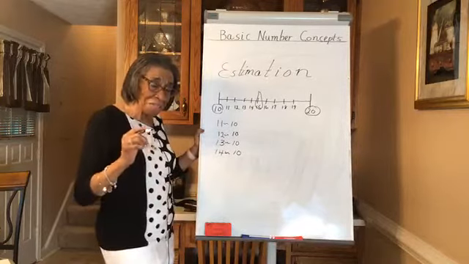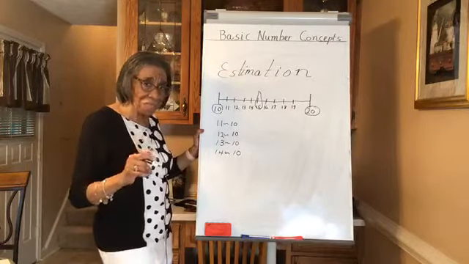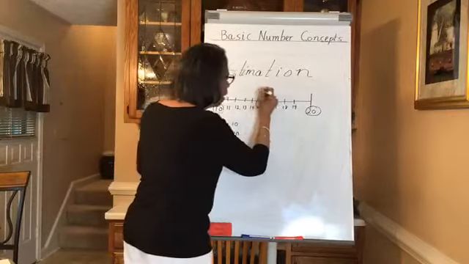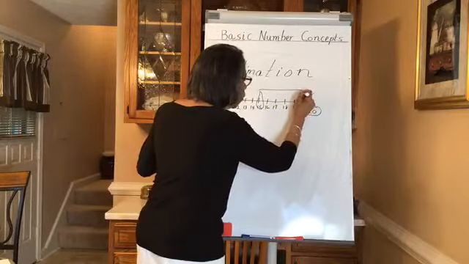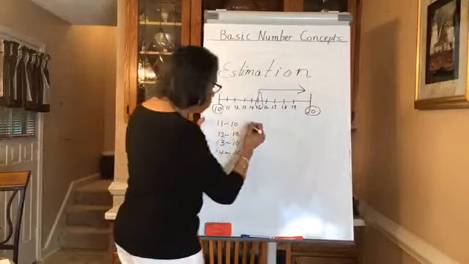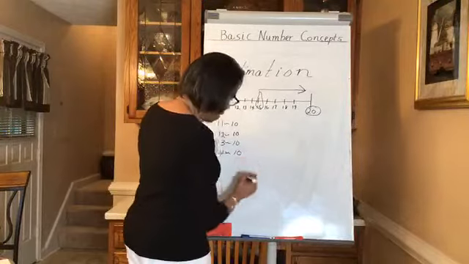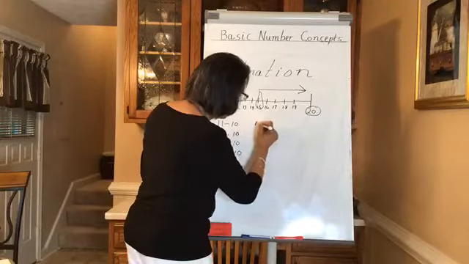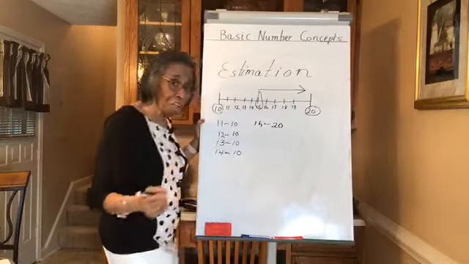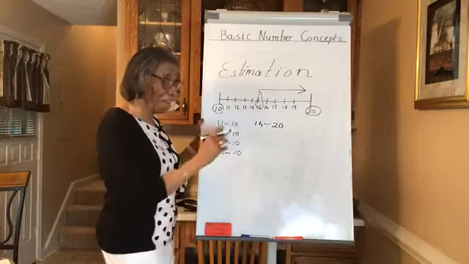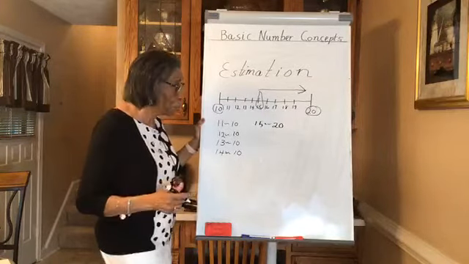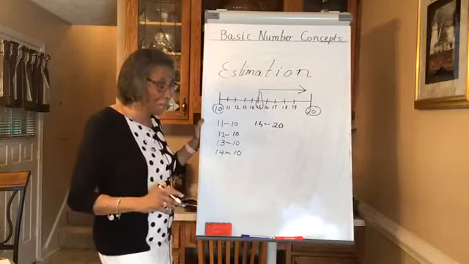But mathematicians have decided that when it's halfway, we will round up. We'll go to the upper number. So we're going to say 15, and I'm going to put 15 over here. We're going to round that off to 20. Not because it's closer to 20, but because it's exactly halfway between. It's just a decision that we have made as mathematicians so that everybody will do it alike.